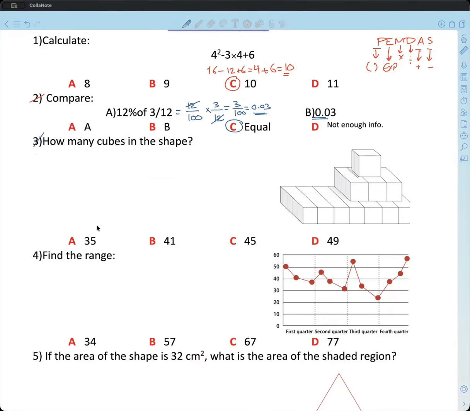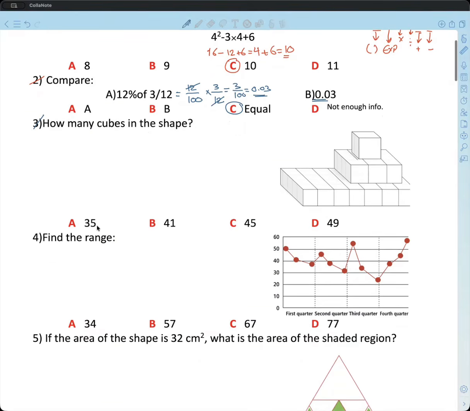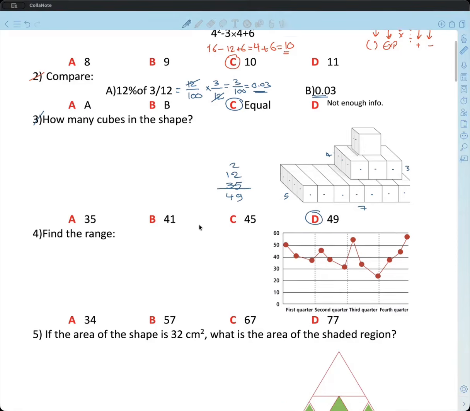Let's move to question 3. How many cubes in the shape? To count how many cubes, you will count how many cubes in this row. Just count 1, 2, 3, 4, 5. So we have 5 here, and we have 1, 2, 3, 4, 5, 6, 7. So it's 5 times 7, which equals 35. In this row, we have 1, 2, 3, 4, and 1, 2, 3. So it's 4 times 3, which equals 12. So plus 12, you can write it here. And here we have 2 cubes, 1, 2. Just add, it will be 49. The answer is D.